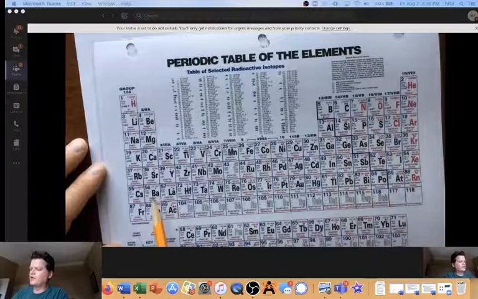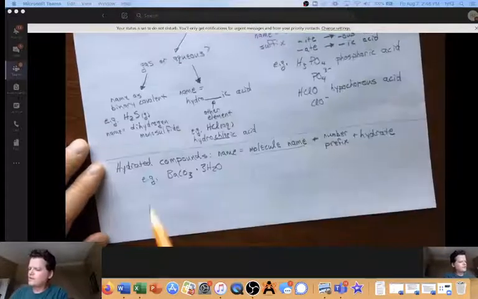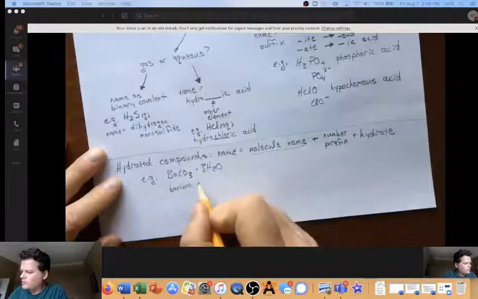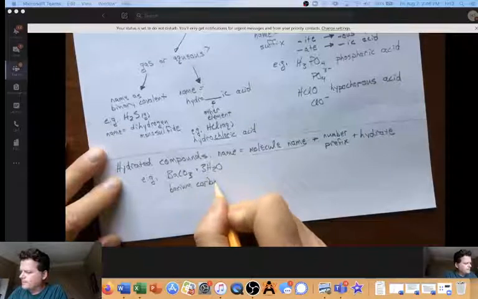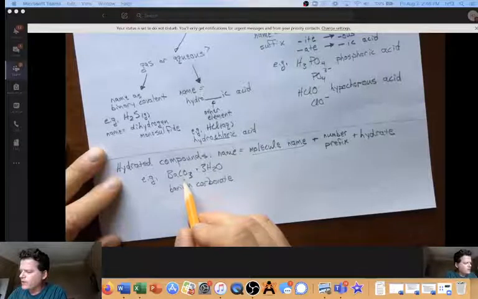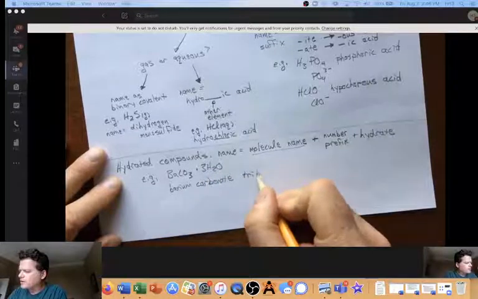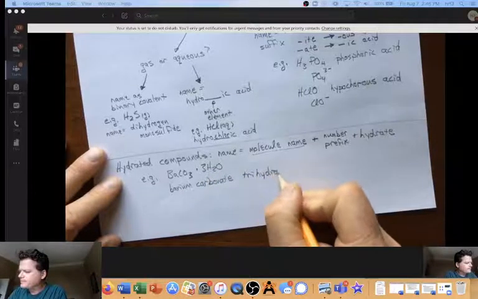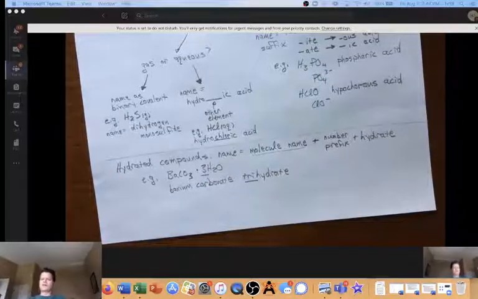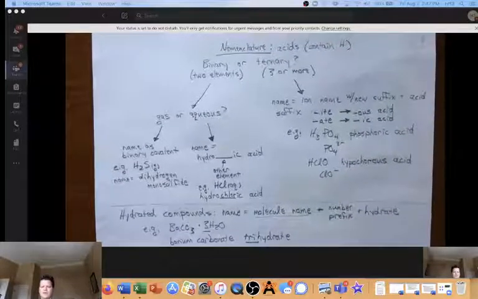And I don't need a Roman numeral because this is in the second column. So this is just barium, no Roman numeral, carbonate. And I know it's carbonate because I memorized that carbonate is CO3 2-. And then I have 3 waters, so that's trihydrate, where tri is the prefix for the number 3. All right, that's it for nomenclature. Enjoy answering your questions below and on your homework.